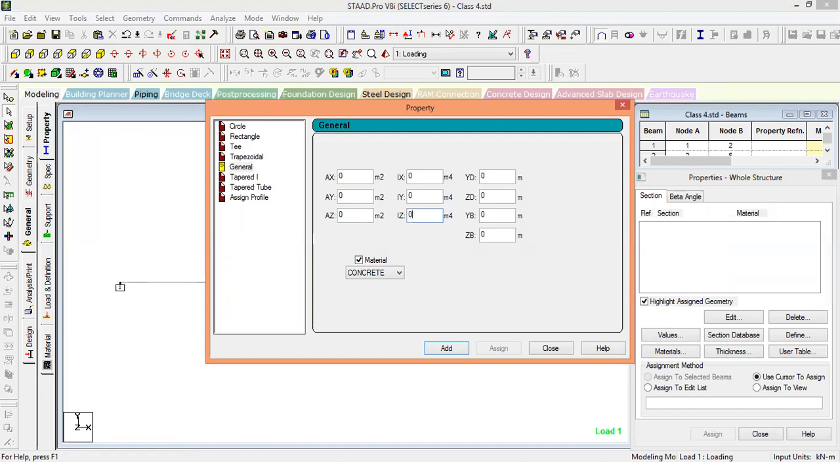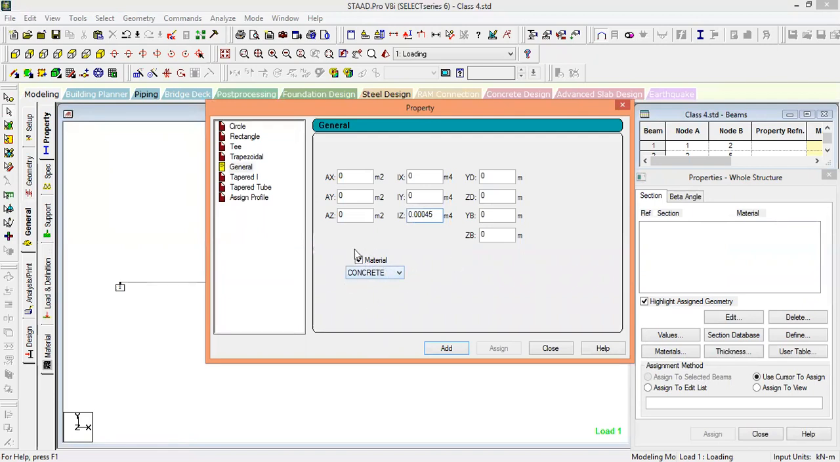We can take it as 0.0004 5, so it becomes three zeros and then 4.5. So this becomes 4.5 into 10 power minus 4. This is the value.